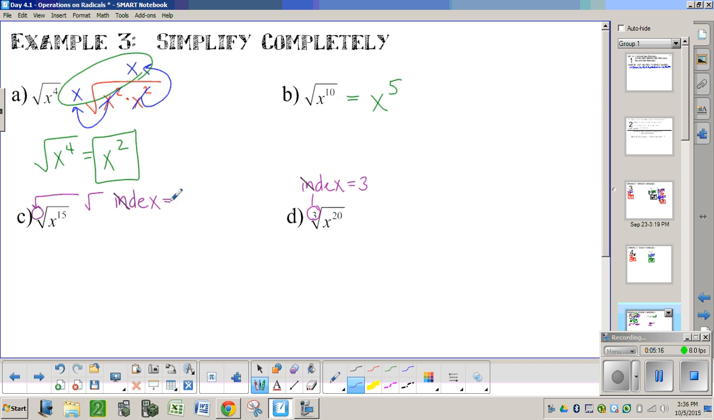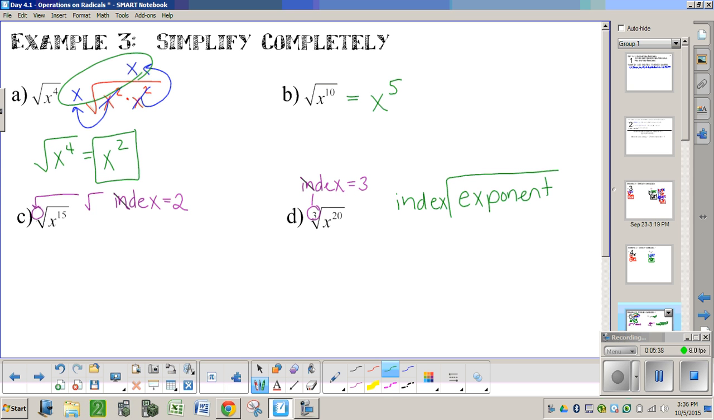Okay, so for a square root, the index is 2. You won't see the 2 written there, though. You have to know that that is the index value. So you are going to take the exponent and divide it by the index value.